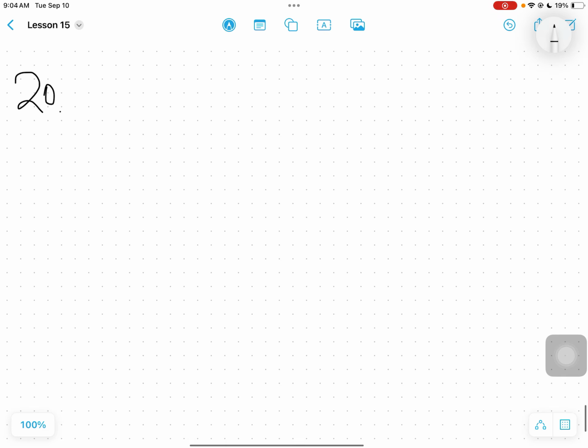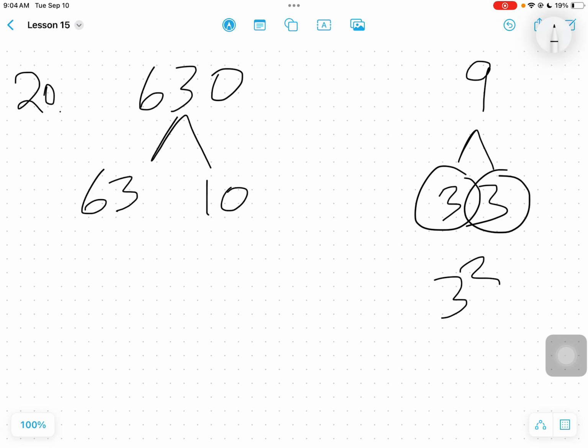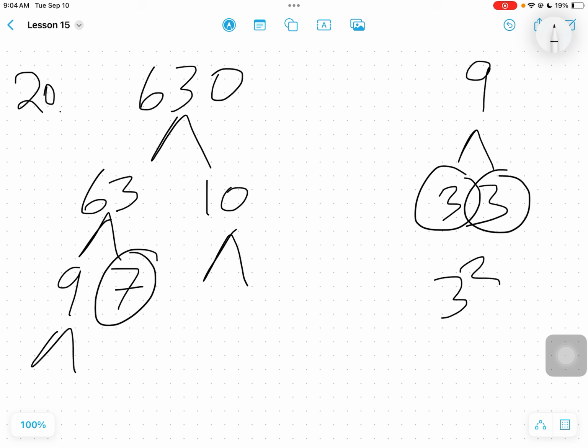20. Prime factorization of 630 using exponents. So I'll give you an example with 9. 3 and 3. How do you write that with exponents? 3 squared, because there's 2 3's. So as you're breaking up this number, keep in mind that if you have any numbers that repeat, you're going to just leave them be, and you're going to write it with the multiplication sign. Any numbers that repeat, however many of those numbers there are, that's going to be your exponent.